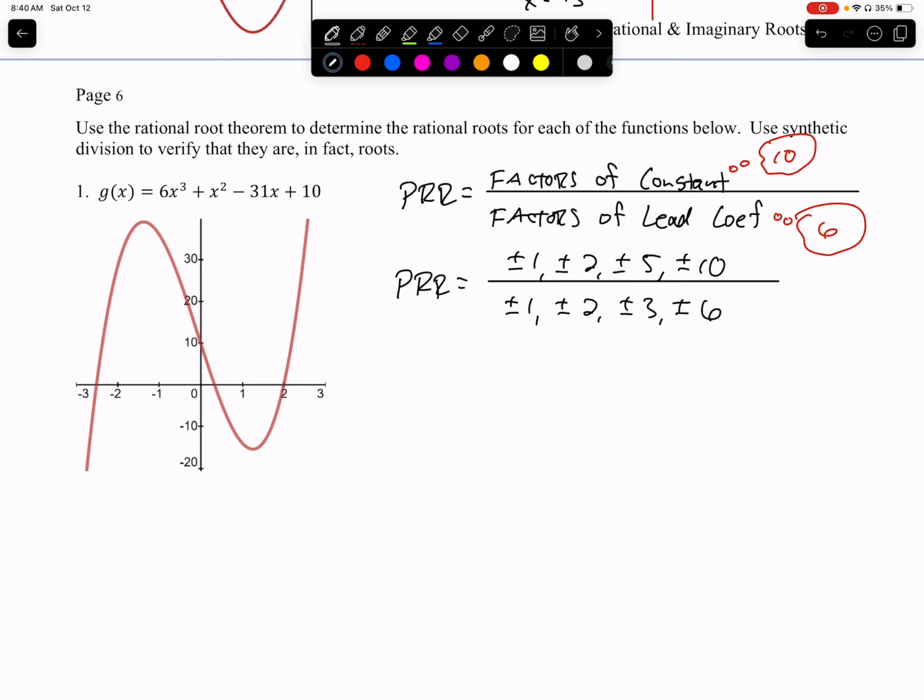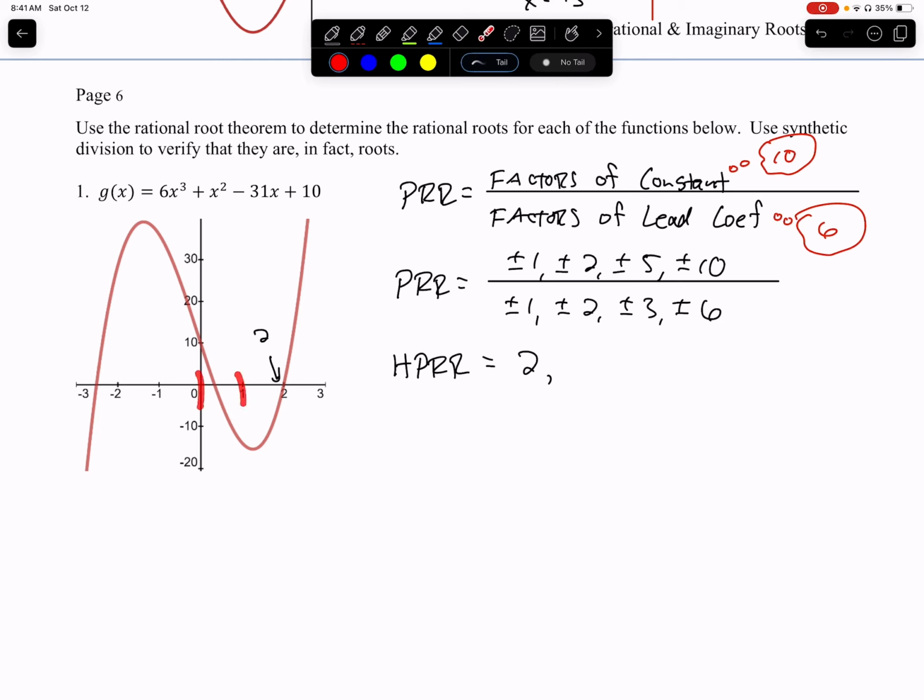Then we're going to make a list of the highly possible rational roots. I can't stress enough, this only works if I give you a graph. If I don't give you a graph, well, you're going to have to try a different strategy for this. So let's see if we can figure out the ones that we think might be obvious. This sure looks like it's going to be 2. So I'm going to throw that one down.